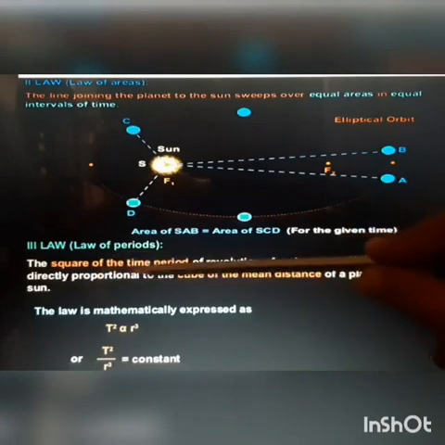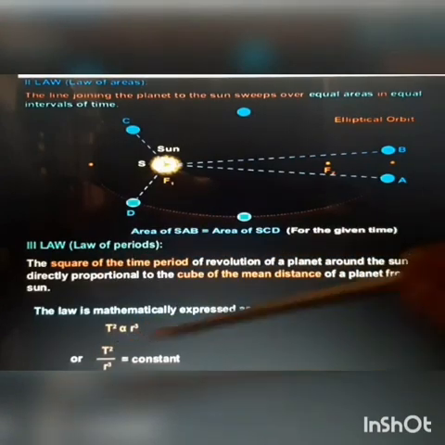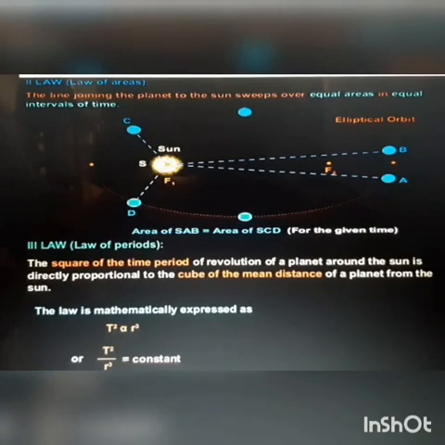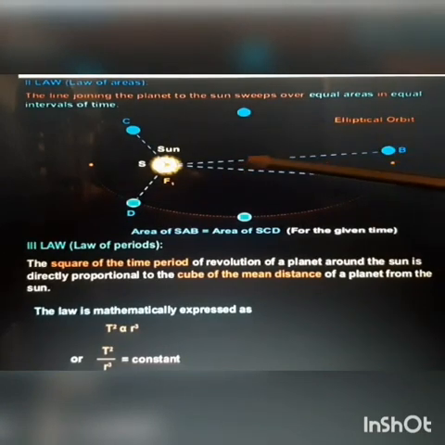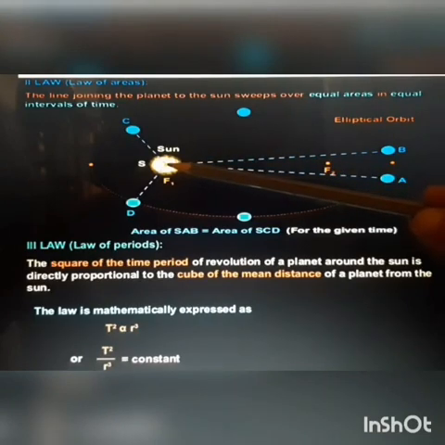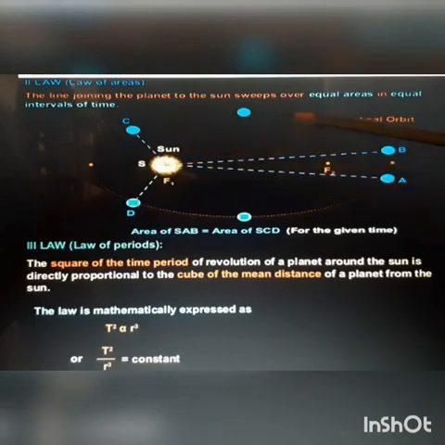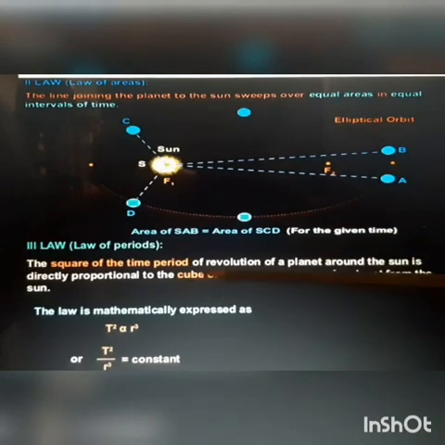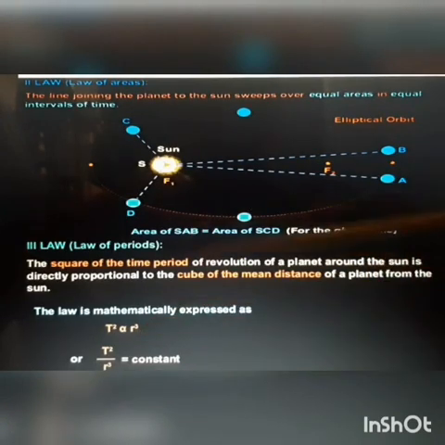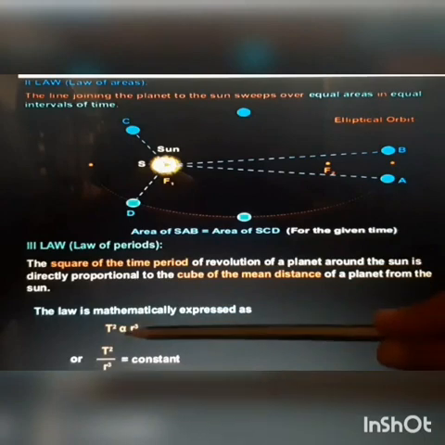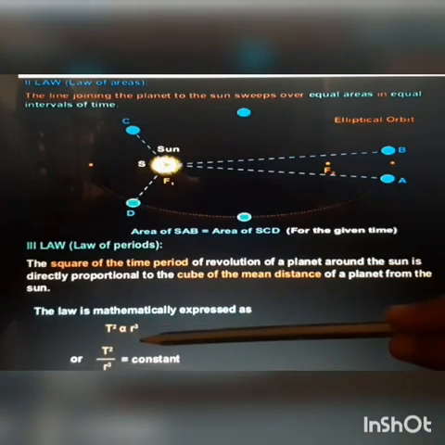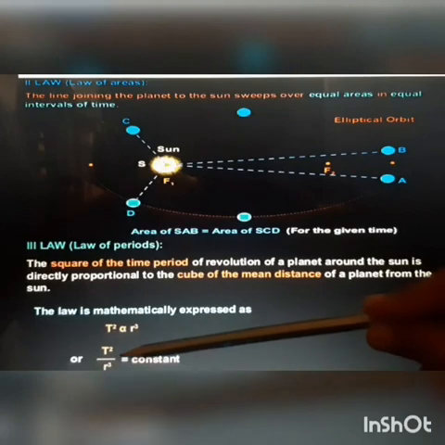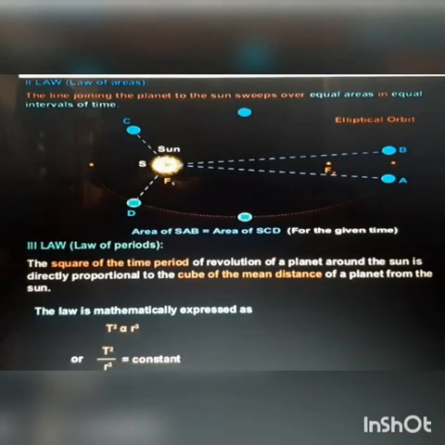So the first thing is the square of the time period. That means T square. It is directly proportional to the mean distance. Now, since an elliptical orbit does not have any center, what we will do? We will draw as many lines as possible from the sun to the elliptical orbit and we'll find a mean of it. That is why it is called the mean distance. The mean distance is denoted by r. So, according to the law of periods, T square is directly proportional to r cube. That is, T square by r cube is constant.